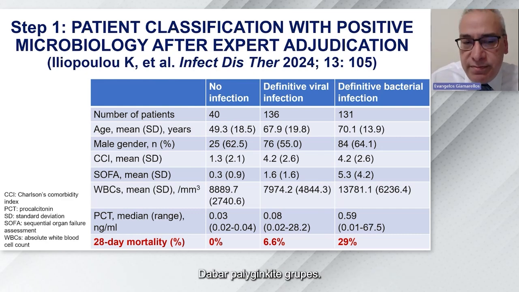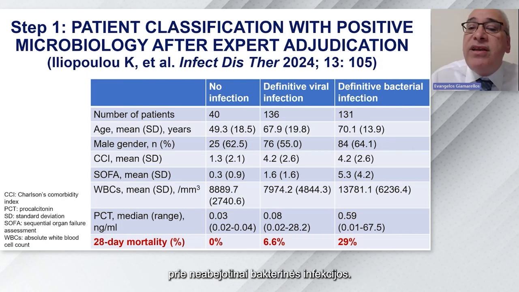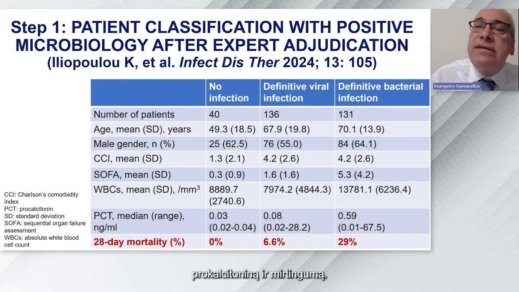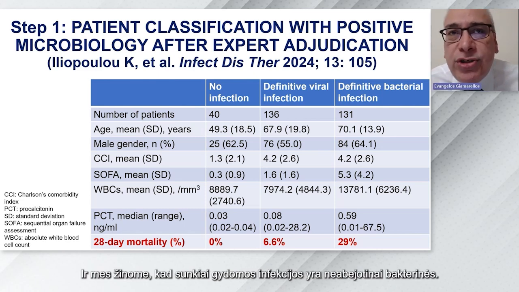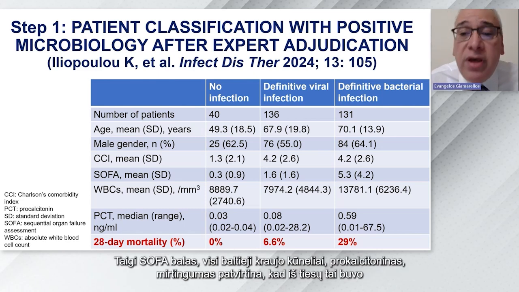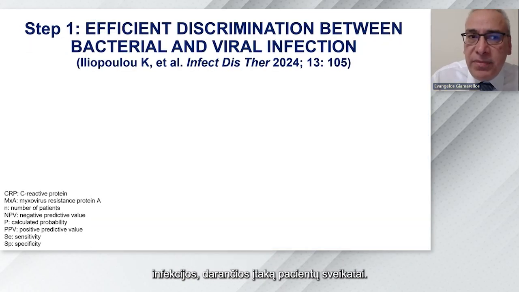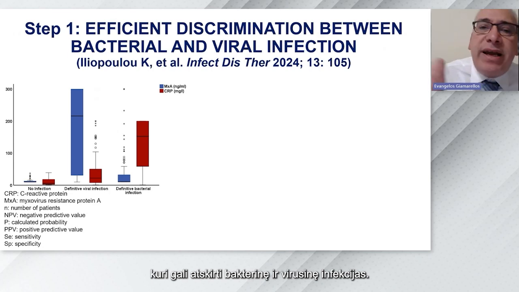Now compare the groups. The SOFA score increases as we move from controls to definitive bacterial infection. The same applies for white blood cells, procalcitonin, and also for mortality. And we know that the difficult-to-treat infections are the definitive bacterial ones. So the SOFA score, white blood cells, procalcitonin and mortality confirm that indeed these were infections impacting the health of the patients. So now we want to identify a cutoff which can differentiate between bacterial and viral infection.